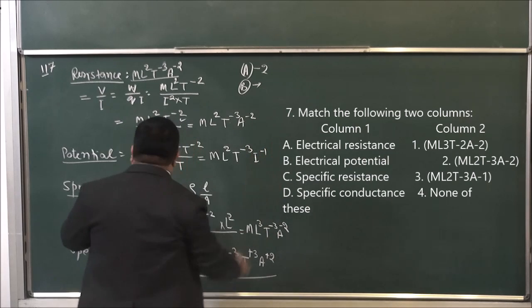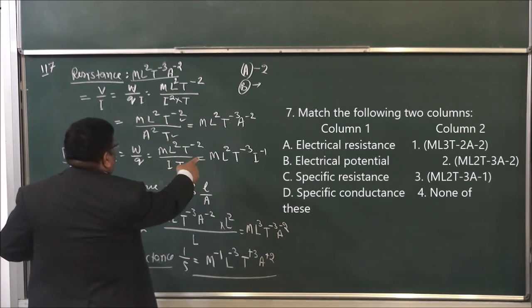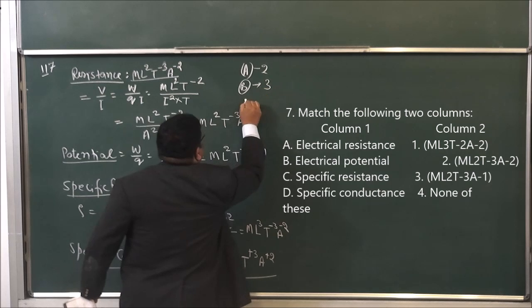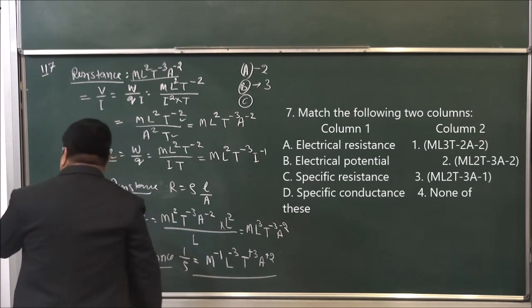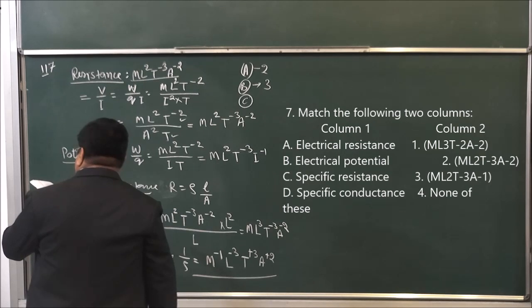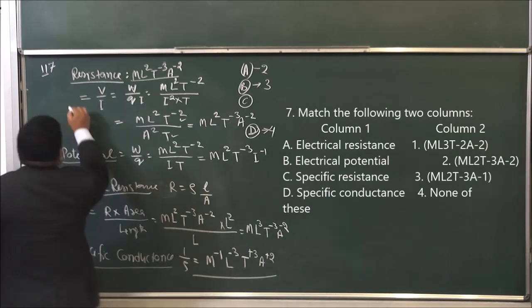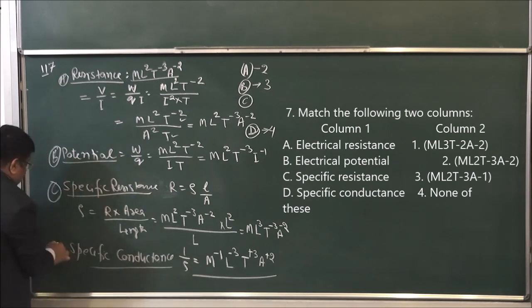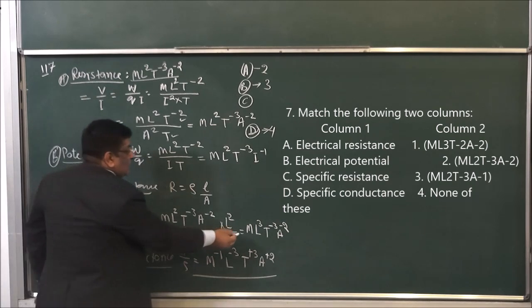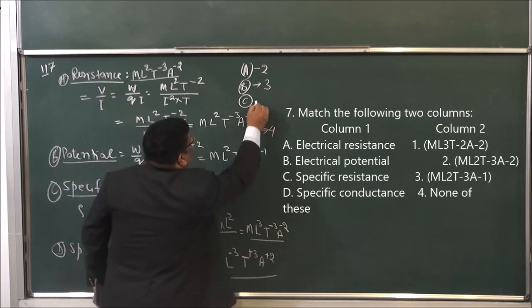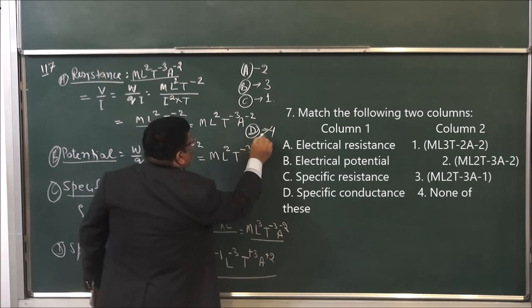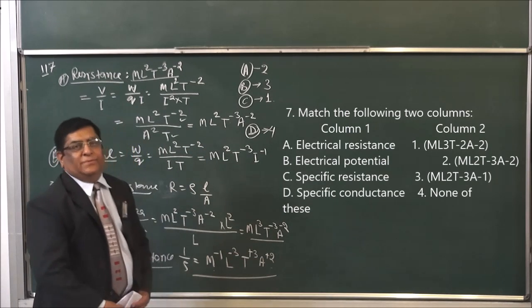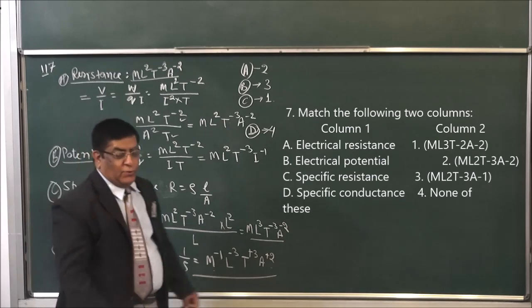See B here, try to match up. B is potential, ML^2 T^-3 I^-1, and that matches with number 3. Then C is specific resistance, that matches with the very first one, so C matches first one. And D is 4, because you see these dimensions are nowhere there, so D matches 4. This is how we can do it. Thank you.